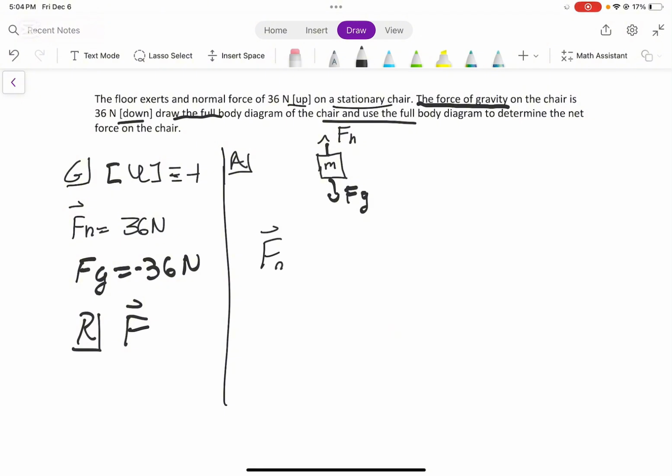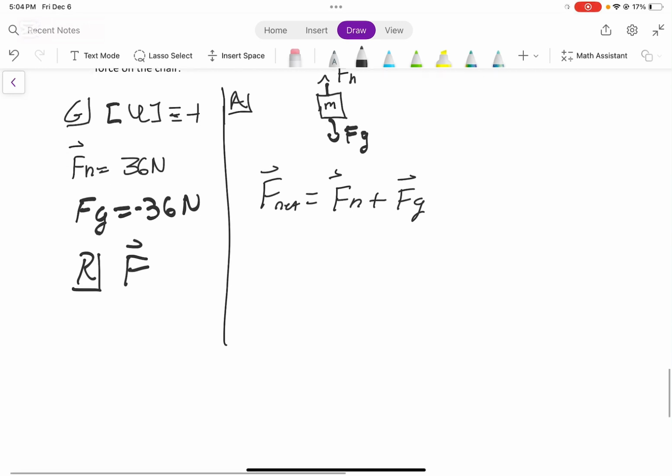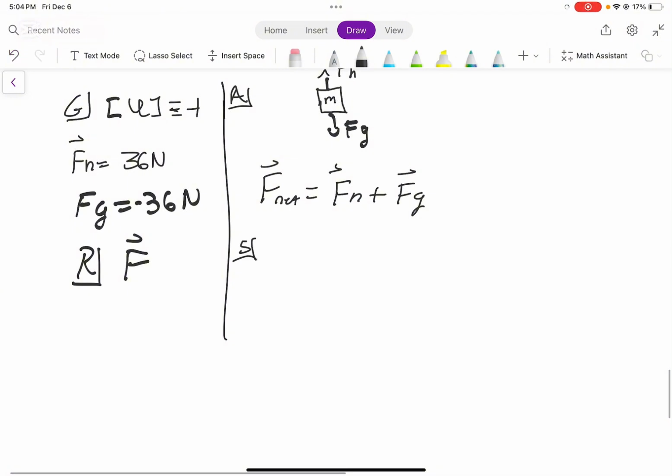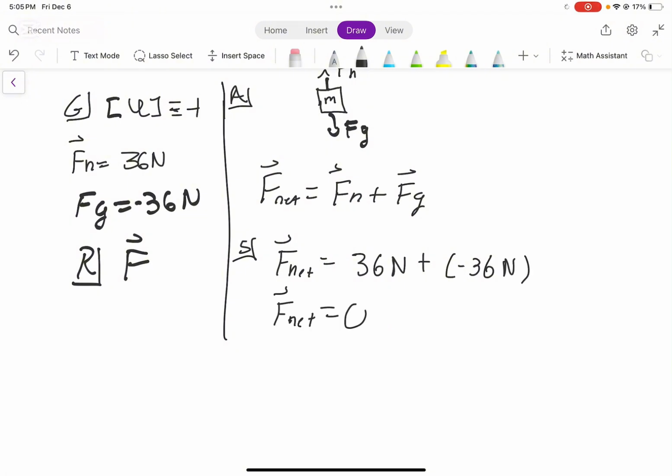So we put force net, you have to put net down here, you just put force vector, is equal to Fn plus Fg. Remember, we always want to add up all our forces. So we're going to add up the force of normal with the force of gravity, because we want the net force, so it's the sum of all forces. Now we can go straight into our solution: force net is equal to force of normal, which is 36 newtons, plus negative 36 newtons, and that means force net is just equal to 0.